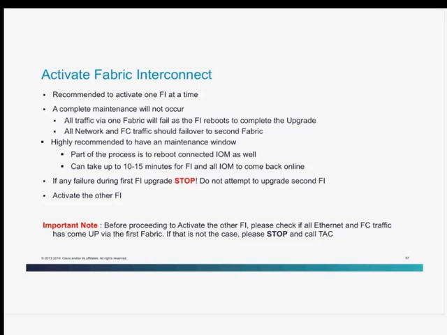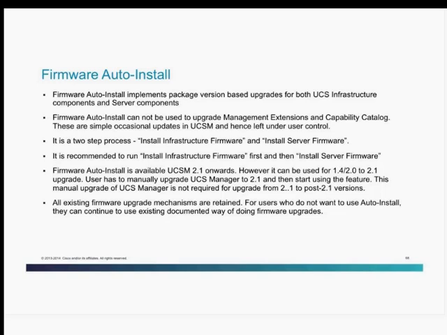Okay. So now, as we saw, we have activated the Fabric Interconnect. When we activate the Fabric Interconnect, this automatically updates each and every IOM that's connected to it. So once the Fabric Interconnect reboots, it would take down all the IOMs that are connected to it, and they will all come up with the new firmware upgrade.